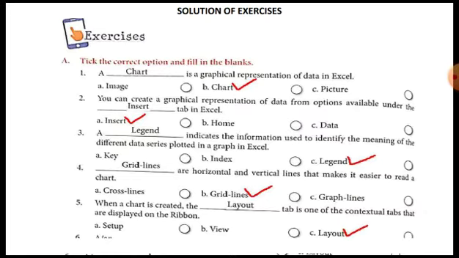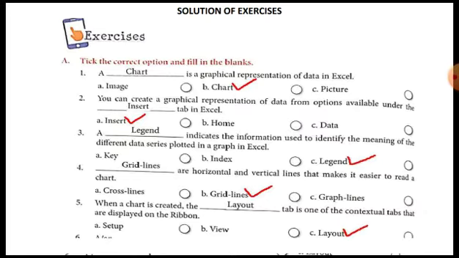Then the fifth one: when a chart is created, the dash tab is one of the contextual tabs that are displayed on the ribbon. Contextual tab means what? Those tabs which are related to the context of the chart, which are directly related to the chart. So in this case, what is the correct answer? The correct answer is Layout, because Layout is the contextual tab.